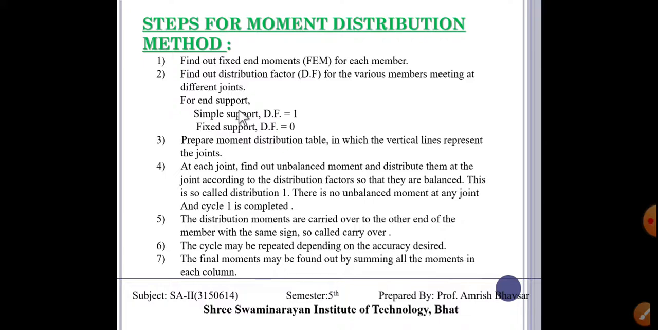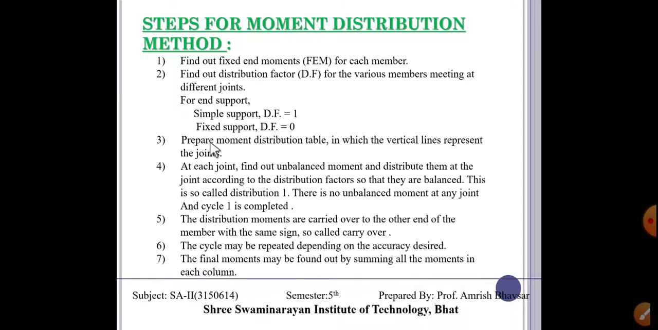So what are the steps for finding the moment distribution method, slope, shear force and bending moment? First we have to find the fixed end moment at each member. After that, find the distribution factor for the various members meeting at the different joints. If our end support is simple, then the distribution factor is directly taken as 1. But if it is fixed, then the distribution factor is 0.